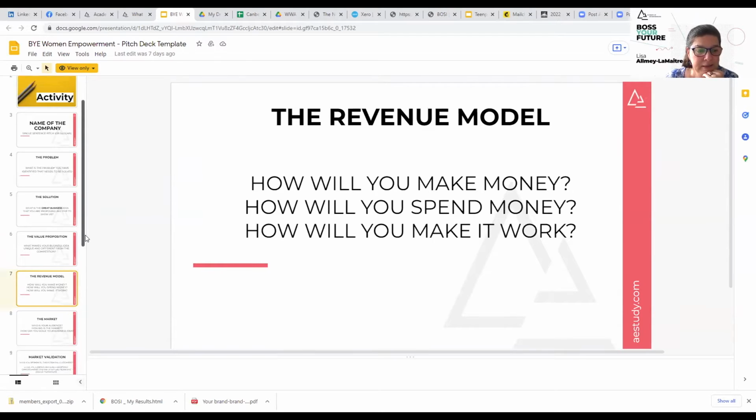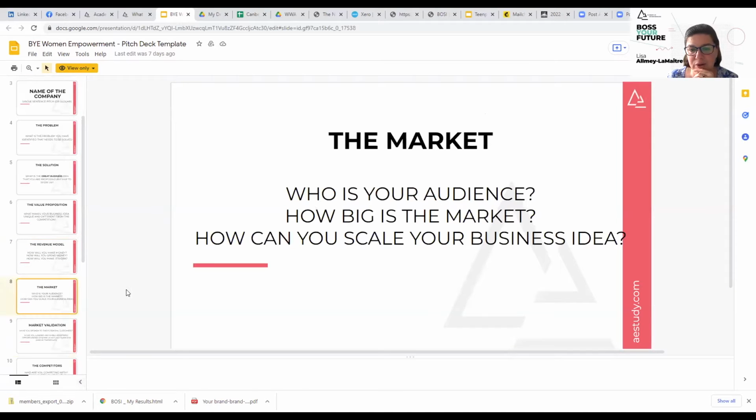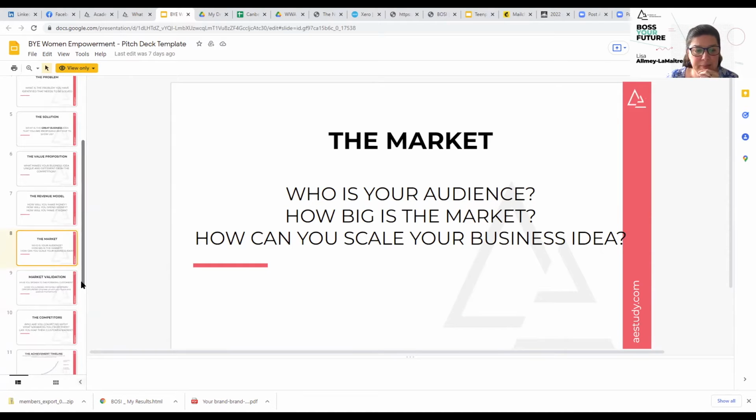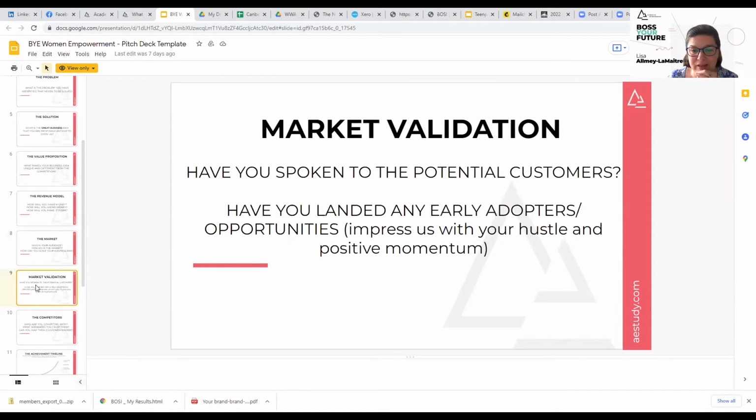Our market, so who's our audience? How big is this market, and how can you scale your business idea if it's something that you want to scale? Not everything is about scale. But to make impact, if we want to have impact, we normally have to be able to scale. And market validation, who have you spoken to? Have you landed any early adopters? Are there any opportunities? This slide suggests that you impress the judges with your hustle and positive momentum. So again, the market validation, they belong on one slide to me.